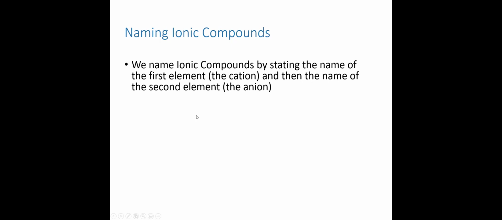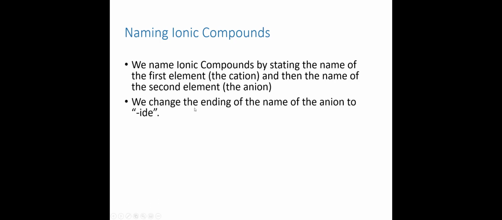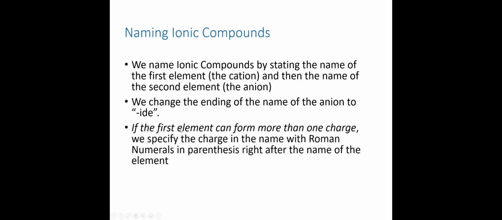So the way we name ionic compounds is actually quite simple. We say the name of the first element, the cation, and then we simply say the name of the second element, the anion. And then we change the ending of the name of the anion to IDE. If the first element is able to make more than one charge, we must include that within the name. And so we will put Roman numerals in parentheses right after that name of that element. Important to know, Roman numerals only show up in names. You will never see a Roman numeral in a formula.